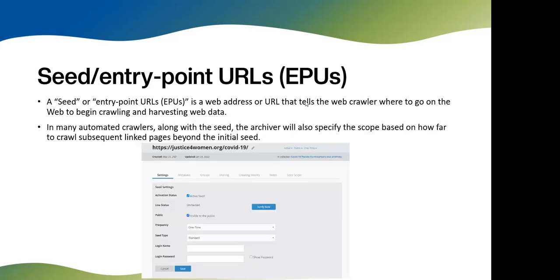A seed or entry point URL is a web address that tells the web crawler where to go on the web to start the crawl and start harvesting the data. With many automated crawlers, along with the seed, the archivist is also going to specify the scope based on how far that crawl should go. Should it just be that initial page? Should it be the whole website? Should it be beyond that, links to external websites?